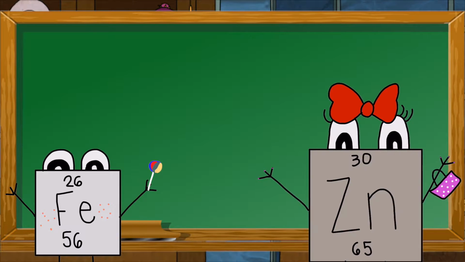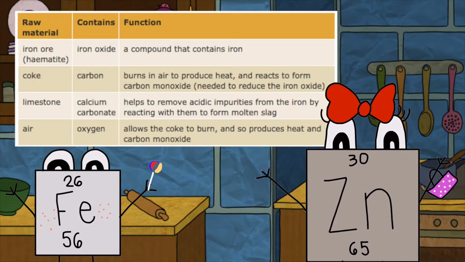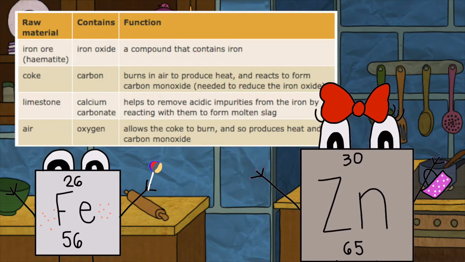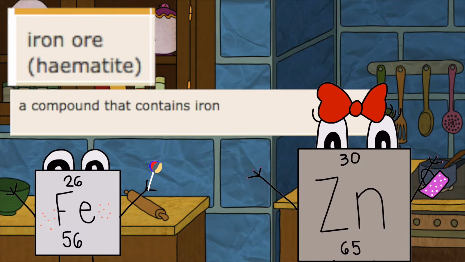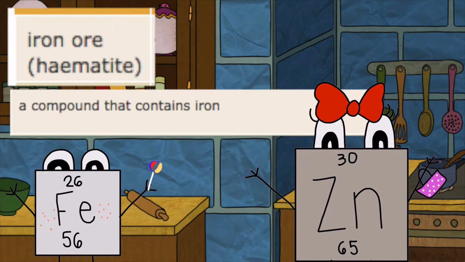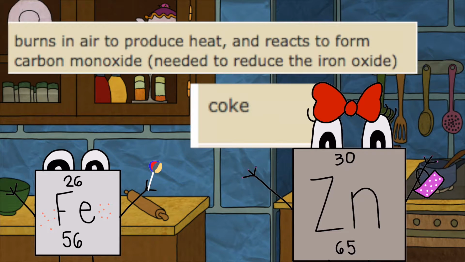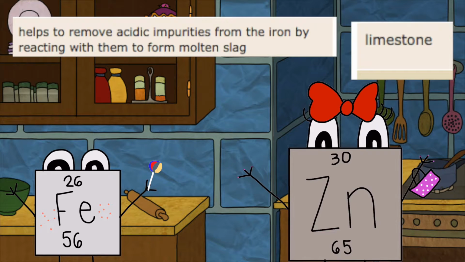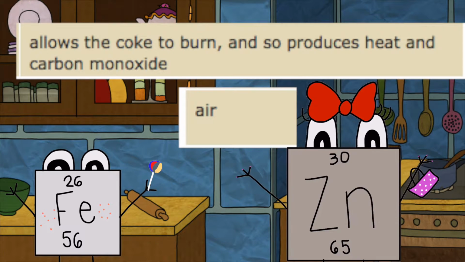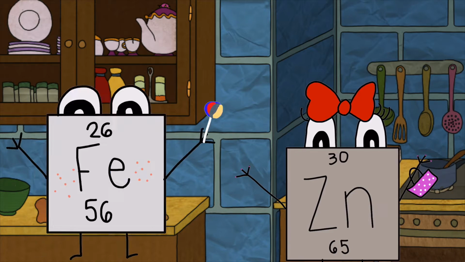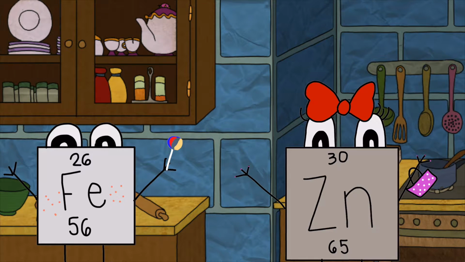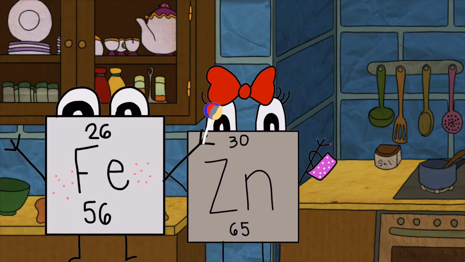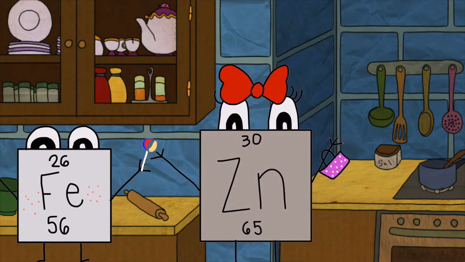Very good, honey! So here you can see a table that shows the raw materials for extracting iron and their function in the process. Iron ore functions as a compound to contain iron. Coke burns in air to produce heat. Limestone helps to remove acidic impurities. Air allows coke to burn. Great! Now I know myself better. Yes, you do, Effie! Now let's continue with aluminium.